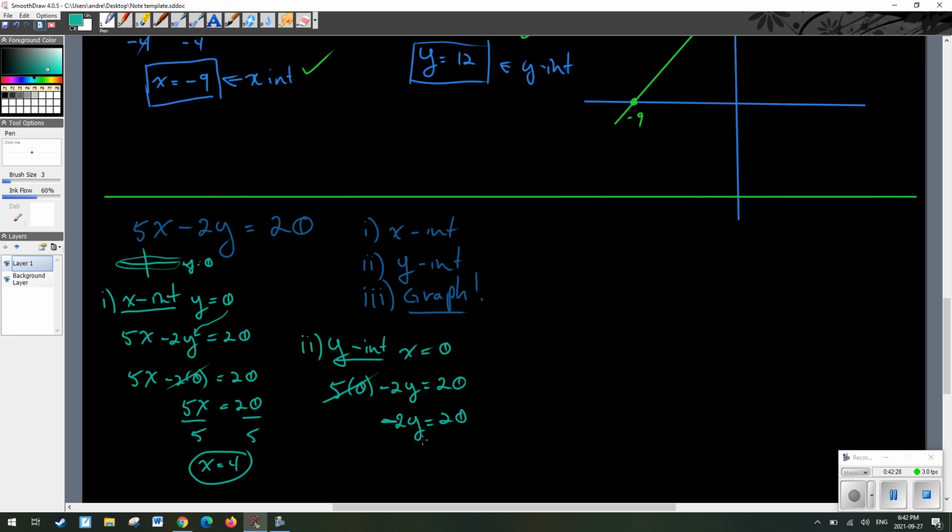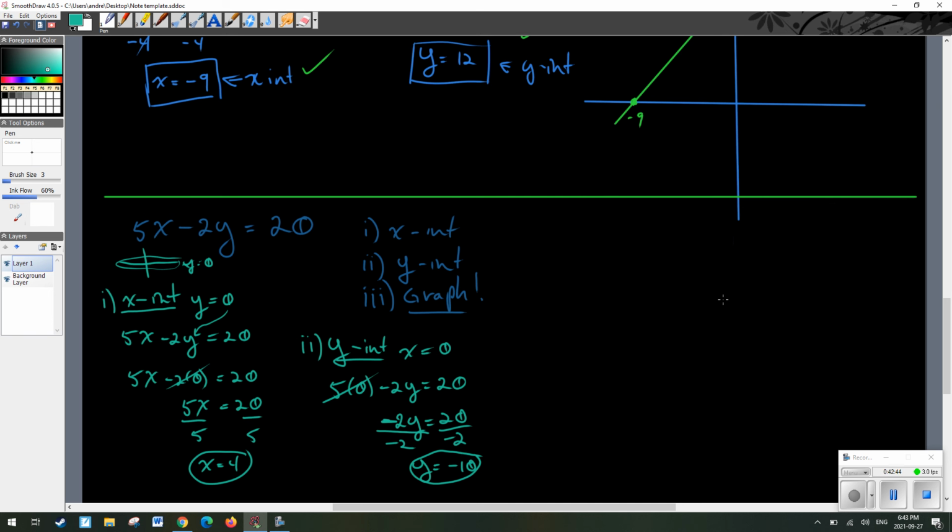Okay? So I have negative 2y equals 20, but I don't want that. I want just y, so I'm going to divide by negative 2. Divide by negative 2, and we're going to get y equals negative 10. And there it is. So what I've got now is I've got my x-intercept, I've got my y-intercept, and now I want to graph it.